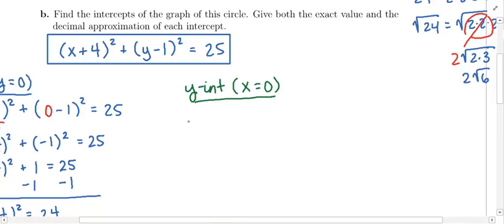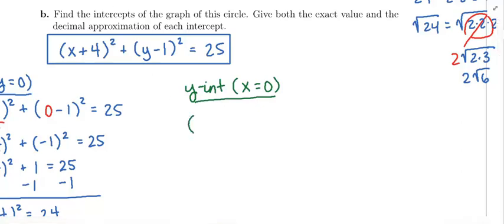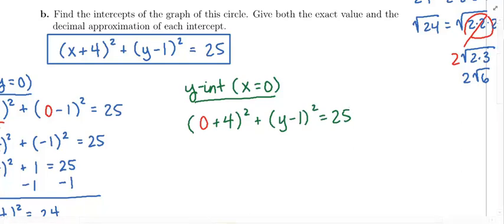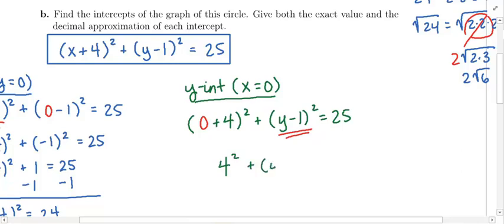Okay, so if we do that, we're going to have open parentheses, instead of x, we're going to have a 0, plus 4, close parentheses, squared, plus y minus 1 squared is equal to 25. Okay, so now we're solving for y. The y is trapped inside parentheses and that quantity is squared. So we are going to isolate the y minus 1 quantity squared. We're going to start by working with the other set of parentheses where you don't have a variable. Inside there we have 0 plus 4, that's just 4. So we're going to have 4 squared plus y minus 1 squared is equal to 25.